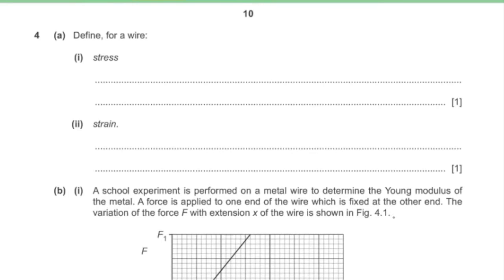Question number 4, part A, define for a wire stress. Stress is force divided by cross-sectional area. Strain is extension over original length of the wire.